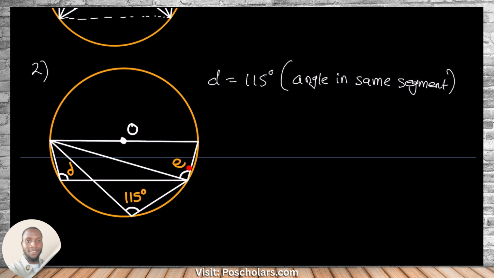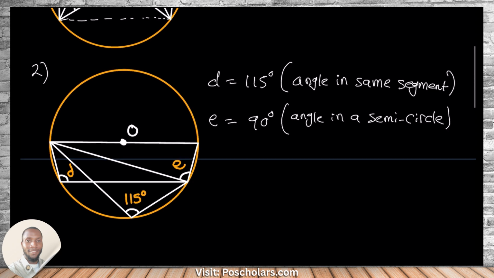So E is equal to what? 90 degree. It's a theorem, right? So I'll just say E is equal to what? 90 degree. And what's the reason? Angle in a semicircle. Now we have come to the end of this video.